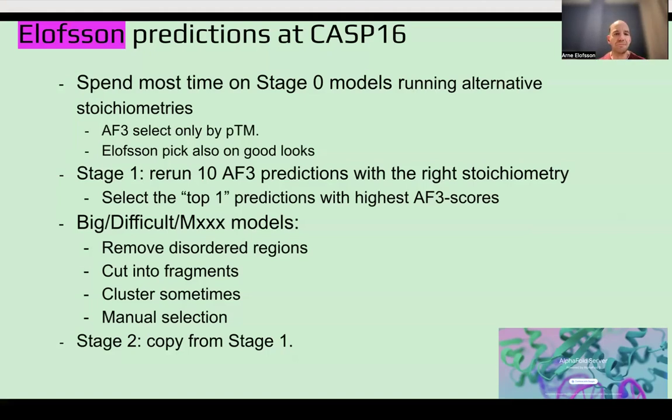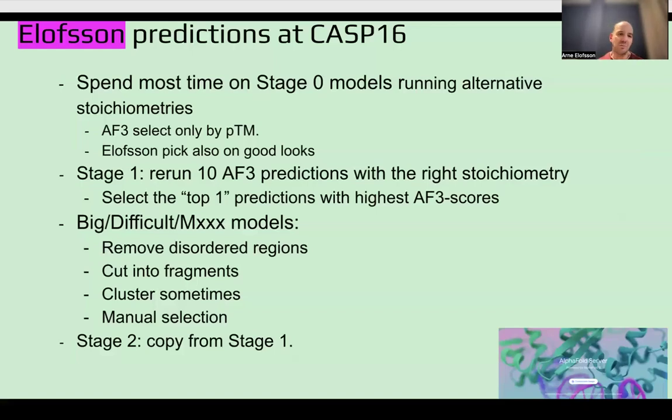But even the first rank, I think, was slightly better. In stage 1, I knew the stoichiometry, so I ran 10 AlphaFold 3 predictions. In most cases, I only used the top ranked model from each of these 10 runs and took the 5 with the highest PTM or AlphaFold 3 scores, whatever score they had. I thought that would give more variability than using AlphaFold 3 alone. But as you can see, we'll see later, that's not really the case.